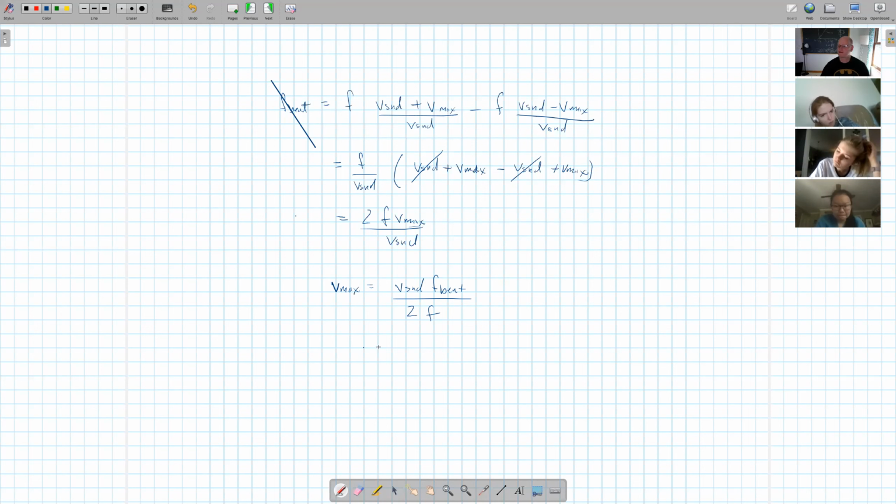Okay. So that's 343 times, what was the beat again? 2.1? Yeah. Divided by 2 times 440. So this is the maximum velocity. It's very similar to what we did with the truck one, except here the observer is moving, not the source. With the truck one, we had the speed of sound minus the source velocity down here because the source was moving, but in this case the observer is moving, not the source.